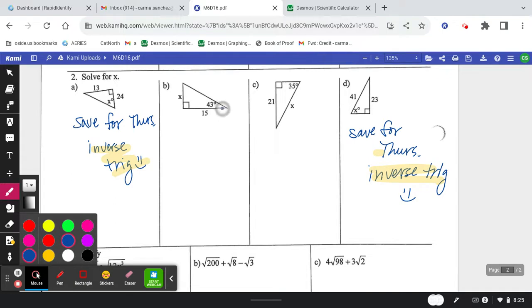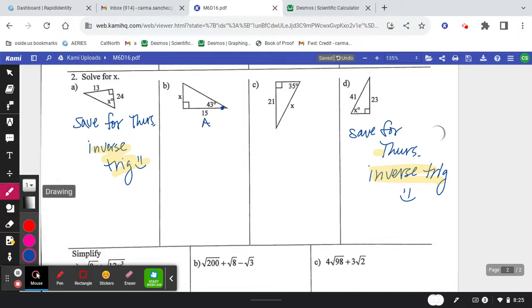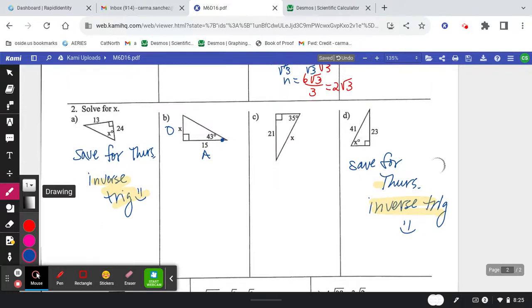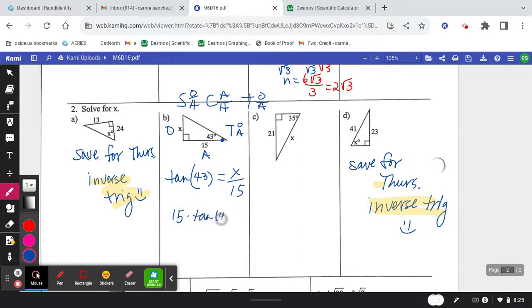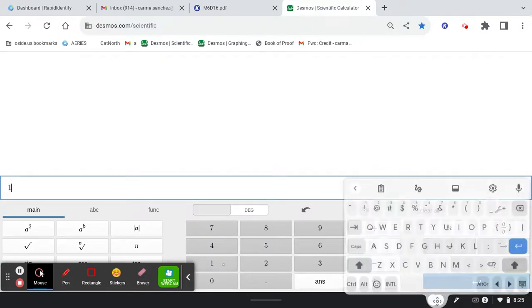Okay. Standing at the 43 reference angle, I'm looking for the opposite, and they gave me an adjacent. Which trig function uses the O and the A? Remember that it's handy to write out the SOHCAHTOA when you're doing trig so you can see which one uses the O and the A. You got it. It's a TOA. So tangent of 43 degrees is equal to the opposite over the adjacent. All right, so let's go do that in our calculator. 15 times the tangent of 43.